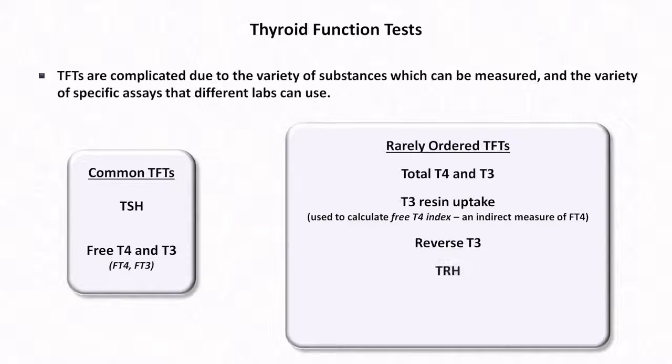Next is TRH. I honestly don't know if the fact it's so rarely ordered is because it's not available, not validated for clinical use, generally not helpful, or all three. There's also thyroxine binding globulin, which I've never seen ordered on a patient. And last is thyroglobulin, which actually has a very important, though uncommon role in following differentiated thyroid cancer.